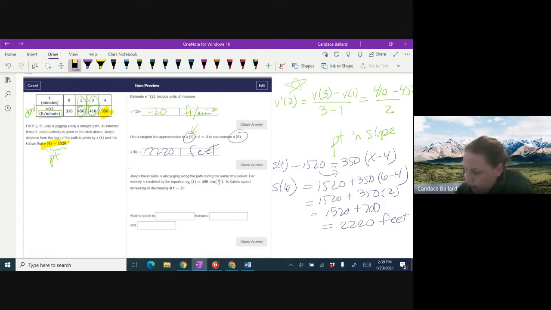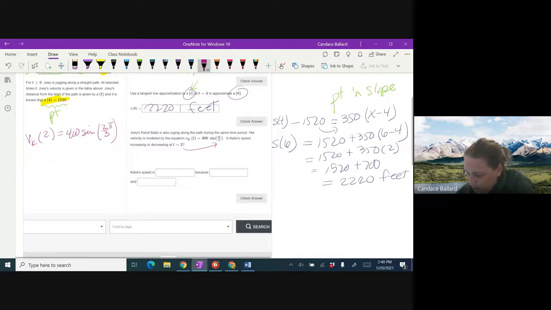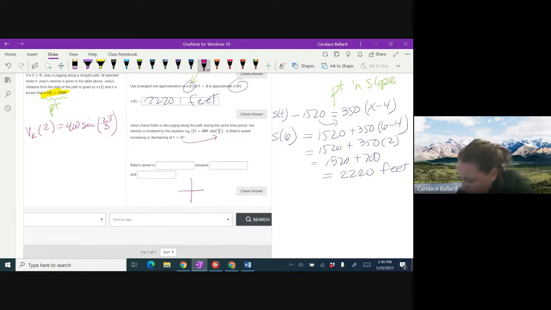I'm going to choose to plug the 2 in first. So v sub k of 2 equals 400 times the sine. I'm putting 2 in for the t, so it's going to act like 2 pi over 3. So I'm going to need some unit circle help, right? I'm going to squeeze the unit circle in here. I really don't need this one, because this is 1 pi over 3. I need this one here, 2 pi over 3.